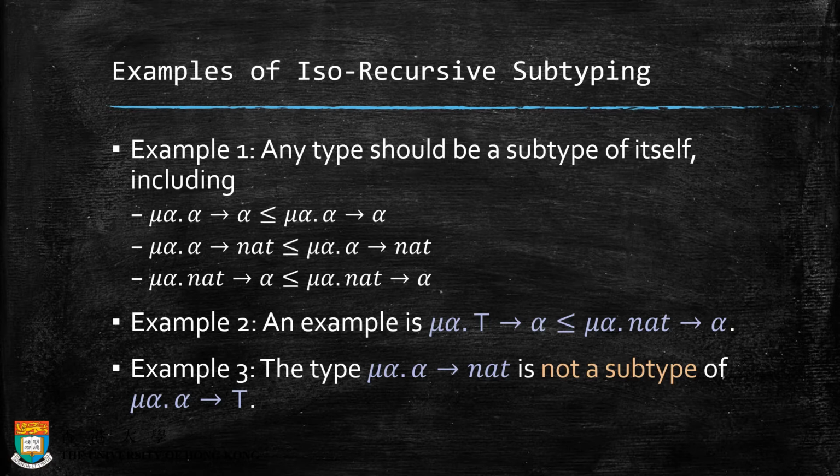In the last example, we see that the type variable occurs in contravariant position. We say that the type mu alpha dot alpha to net is not a subtype of mu alpha dot alpha to top.